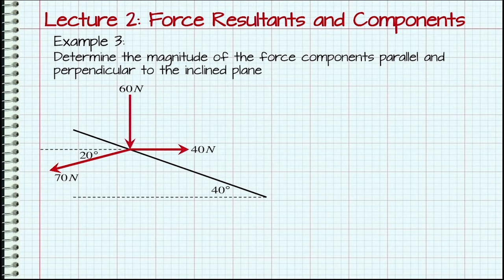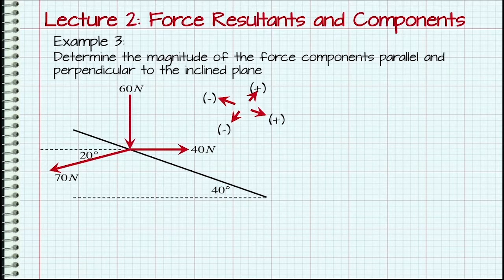This example is very similar to the last one. This time we want to determine the resultant force components that are parallel and perpendicular to the inclined axis. So go ahead and try and solve this one yourself before watching the solution. First things first, we need to specify our sign convention. Now we take each force in turn and follow the same procedure as before.